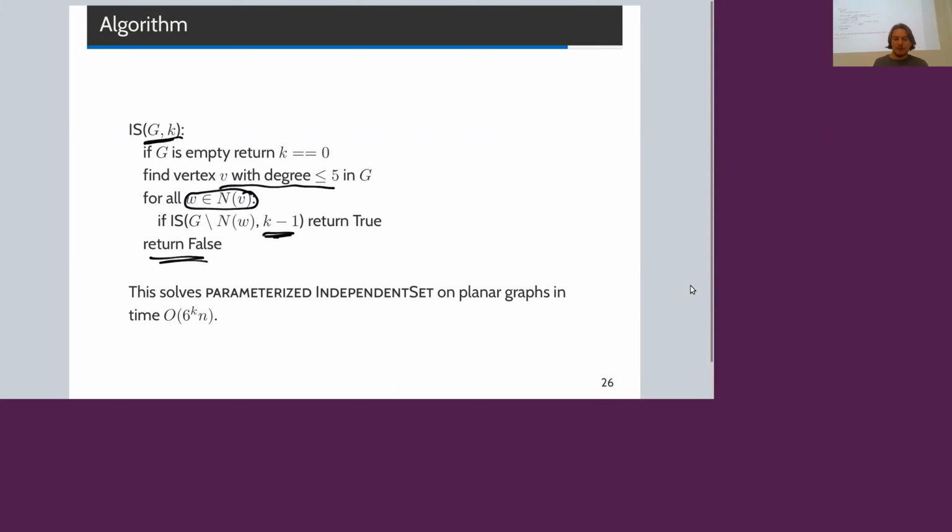And this algorithm solves the problem in 6 to the k time, and 6 to the k comes from the fact that for each recursion we branch 6 times, and the depth of the recursion is at most k. So we get a branching tree of size 6 to the k. And this is an FPT function.